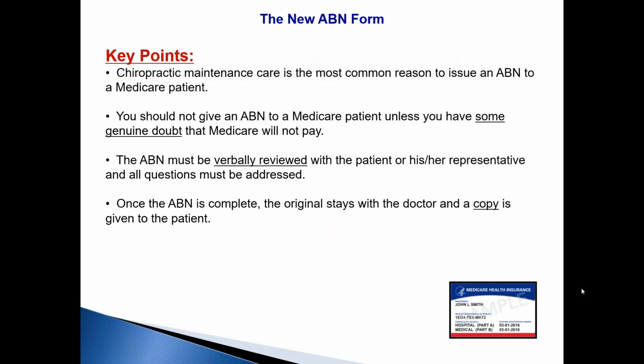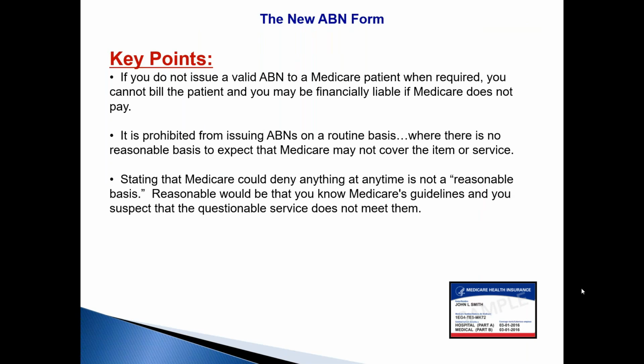The most common reason to issue an ABN to a Medicare Part B patient is maintenance care. If you don't go over it properly, you won't be able to collect money from the patient. You must verbally go over the form with the patient. You keep the original and give a copy to the patient. If you don't issue an ABN properly, you may have to give the money back to the patient.